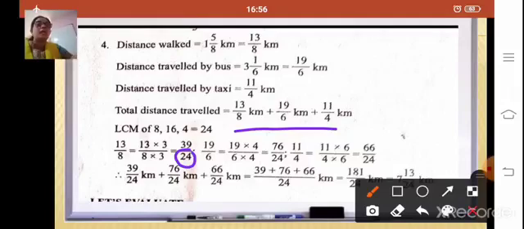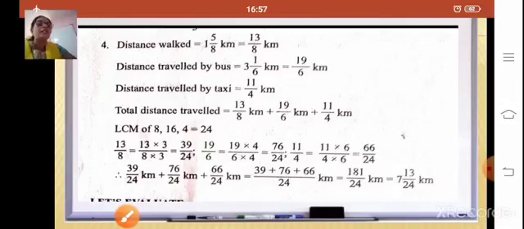We changed all the fractions to like fractions. So 13 upon 8 is equal to 39 upon 24. 19 upon 6 is equal to 76 upon 24. And 11 upon 4 is equal to 66 upon 24. Now when added together, we got the answer as 181 upon 24. Now 181 upon 24 is an improper fraction. So when we divide it, we get the answer as 7 whole 13 upon 24 kilometer.